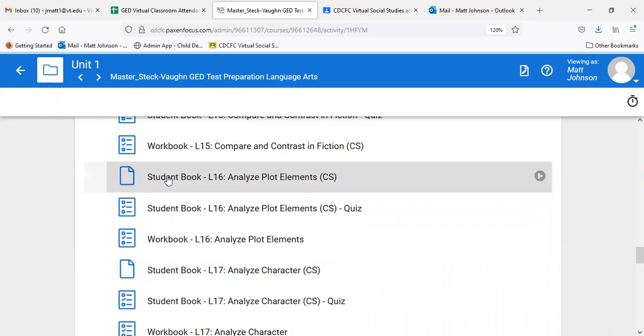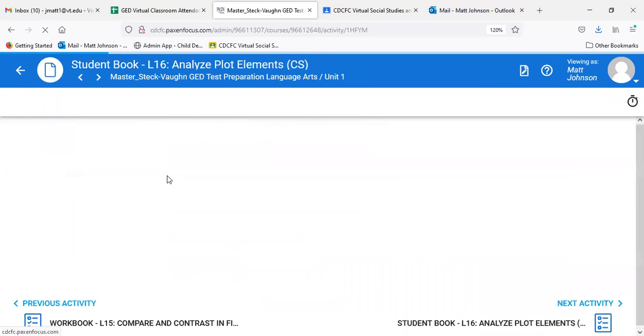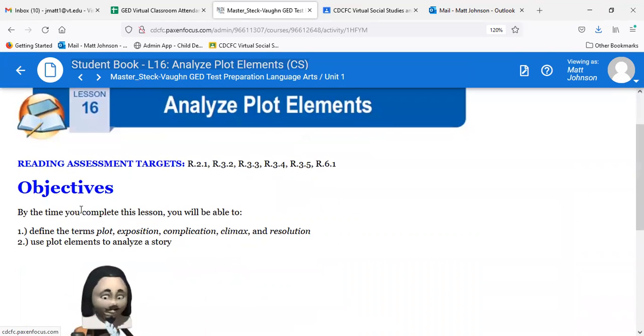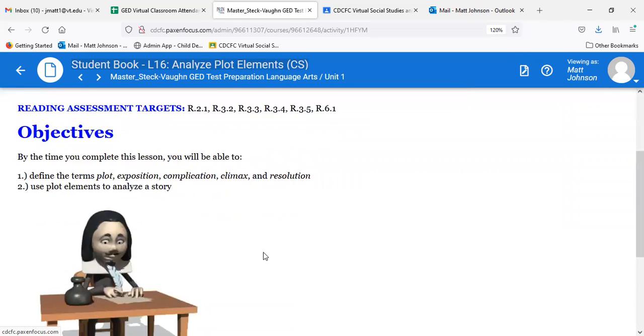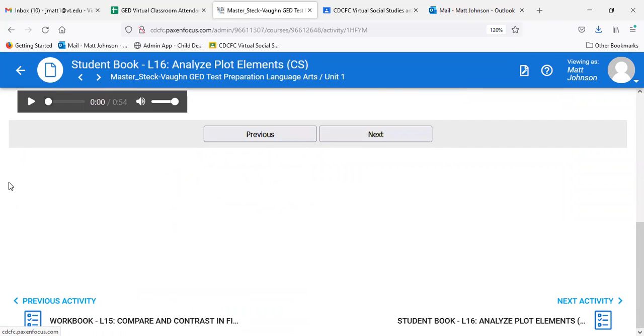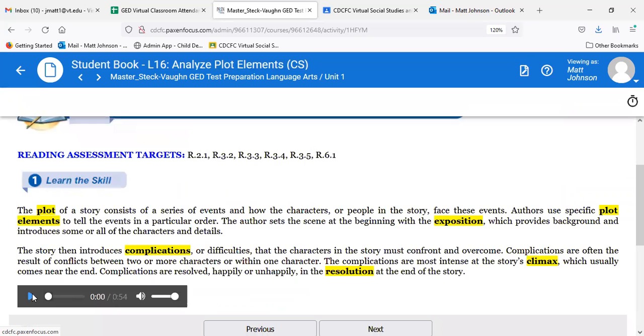So we'll open up the student book here, lesson 16. And for today's lesson, by the time we complete this one, you will be able to define the terms plot, exposition, complication, climax, and resolution. And then we'll use plot elements to analyze a story. All right, let's take a look at our audio here.